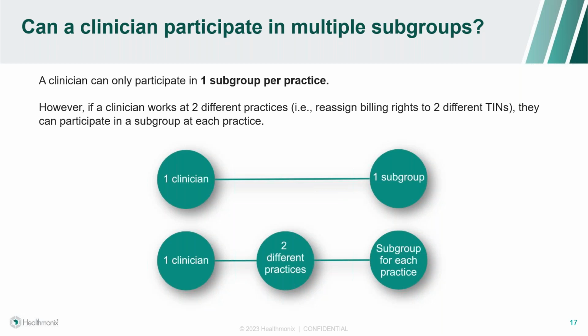The original proposed rule said that a clinician could be in multiple subgroups within their group. Having said that, there was a technical limitation on CMS's part for 23. I have a feeling that same limitation will exist for 24. Eventually, the plan is to allow a clinician to participate in multiple subgroups.